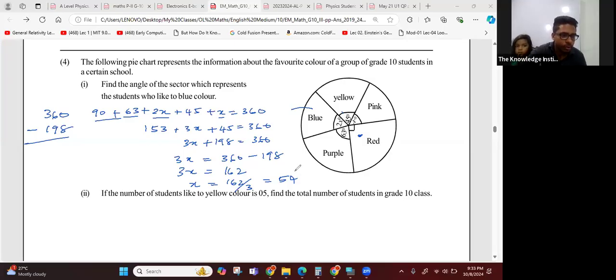Okay, so you have to put the angle degree unit. So this is not the answer. We found the value of x equals 54, but the blue color represents 2x, right? 2x is the blue color. So therefore 2 into 54 equals 108 degrees. So that's the answer.